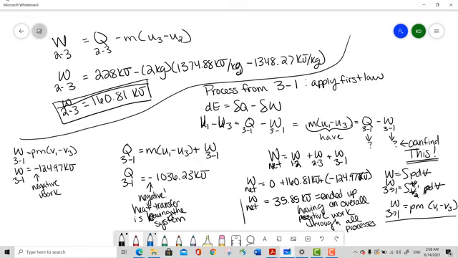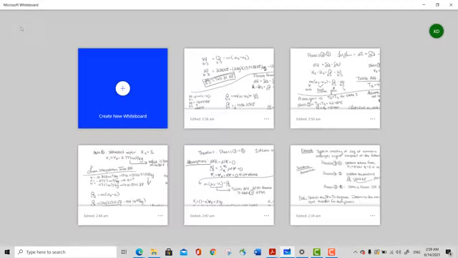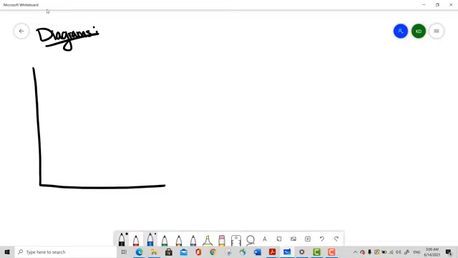Okay, so why is this important? Well, because we just found out right here. Okay. Because right over here from processes 3 to 1 we had a negative work. But overall, our entire cycle has a positive work. So that's really important. And then lastly, we need to draw them on a TV and PV diagram.